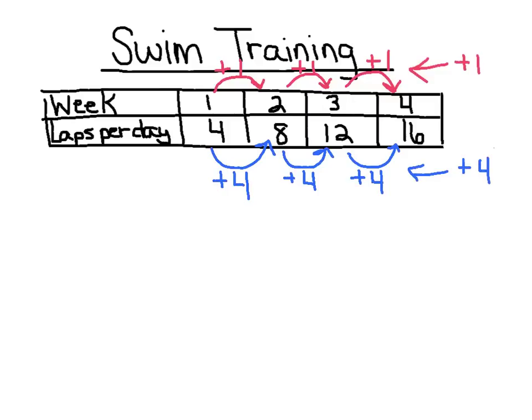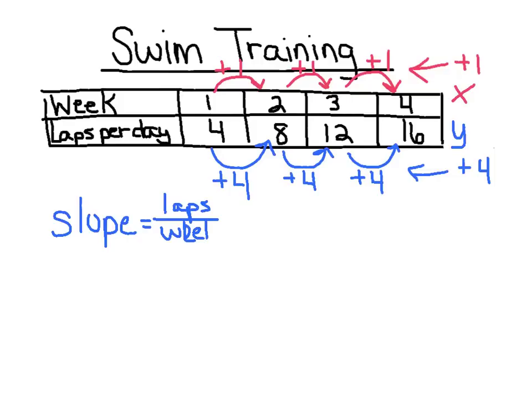Now, this guy, my weeks, if I thought about how I was going to graph that, he would be on the x-axis, which would make him my independent variable, which means that he is going to be my x values, and then my laps per day would be my y's. So when I go to find my slope, it's going to be laps per day over the weeks. So it's going to be my 4, my pattern of adding 4 each time, over my pattern of adding 1. So I start by finding the pattern within my table, and that gives me my slope.